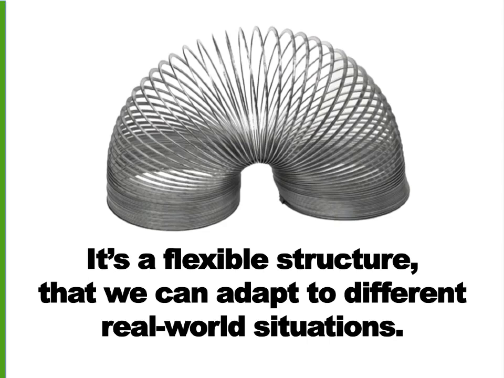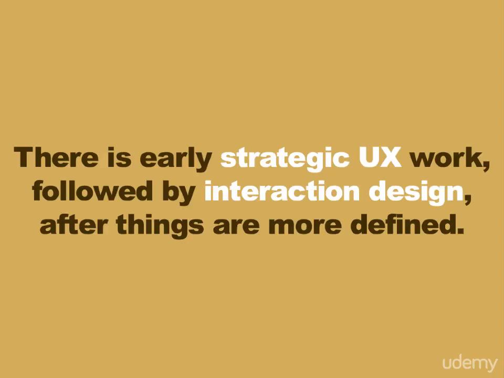Broadly speaking, this structure has two parts: strategic UX and interaction design. Strategic UX happens early. Strategic UX work is really big picture thinking. It's about defining the North Star for the business or the parts of the business you're working on, and answering the broad questions: where should we be going? How can we move in that direction? What's the problem that we're trying to solve? What are the opportunities? What's our strategy?